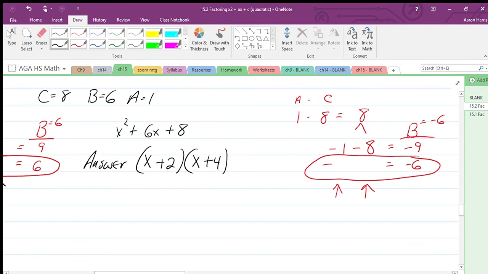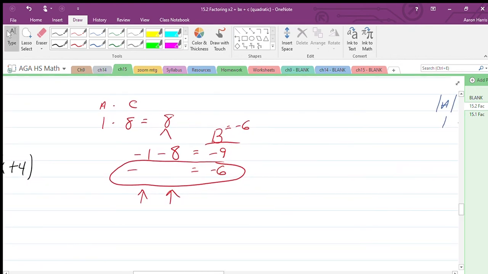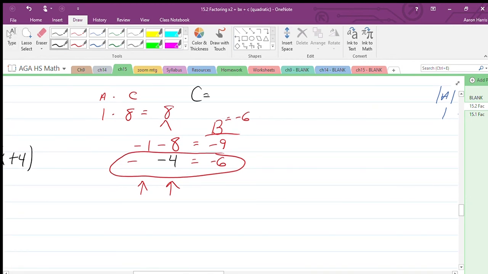See the plus plus? Now, we know that this was 2 and this was 4. Got us to negative 6. So we knew that C was equal to what? 8. And it was a positive 8, sorry. B was equal to negative 6. A was equal to 1. Okay? So now, we found out that negative 2 and negative 4 got me to negative 6, so that's the B. But negative 2 times negative 4 was also a positive 8. So I knew that negative 2, negative 4 were my factors.